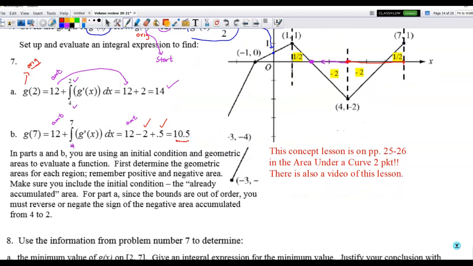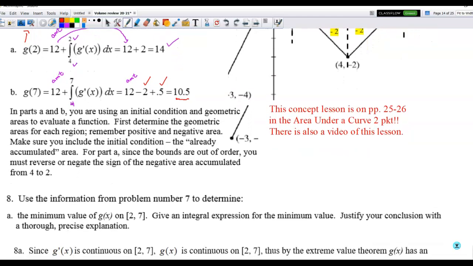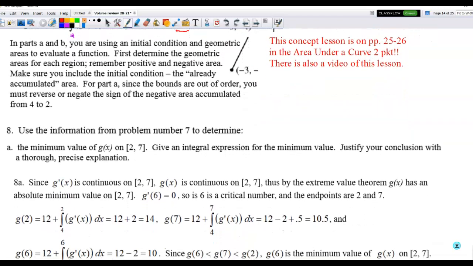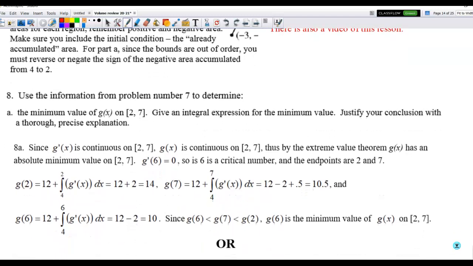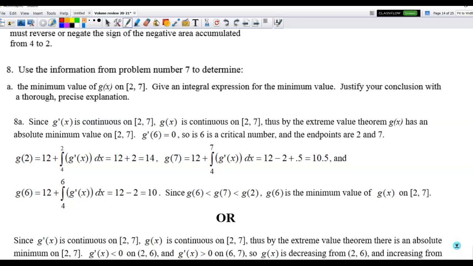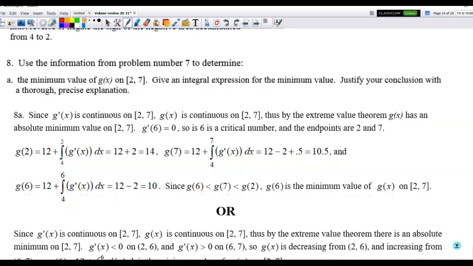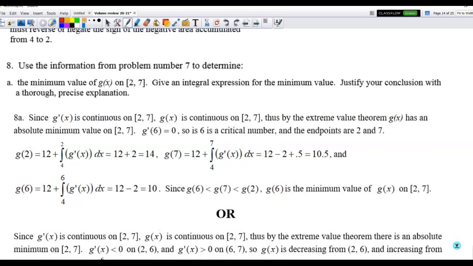All right, and then let's go to number 8. So we're using the same problem from number 7, so the same graph. In letter A, we're determining the minimum value. So, whoa, that's an oldie but a goldie. That takes us back to absolute minimum, which is EVT. And we're going to give an integral expression for the minimum value. Justify your conclusion with a thorough, precise explanation.